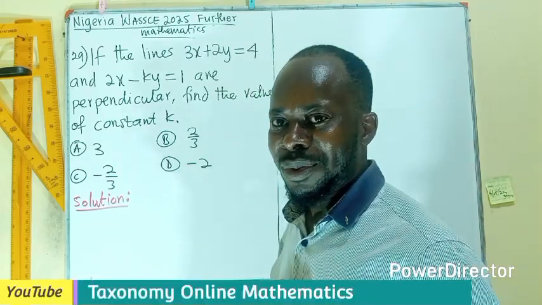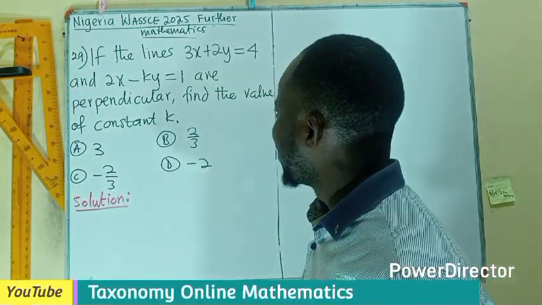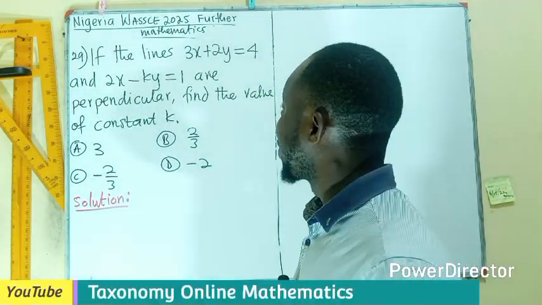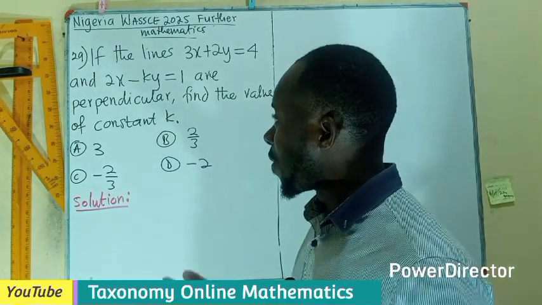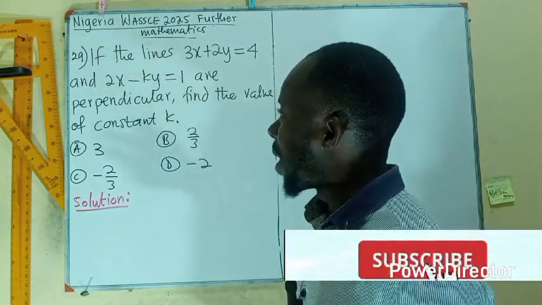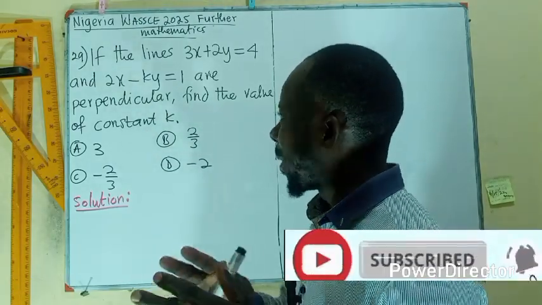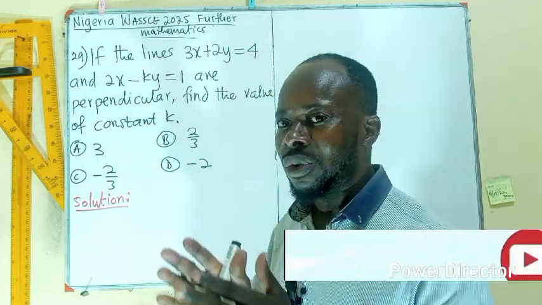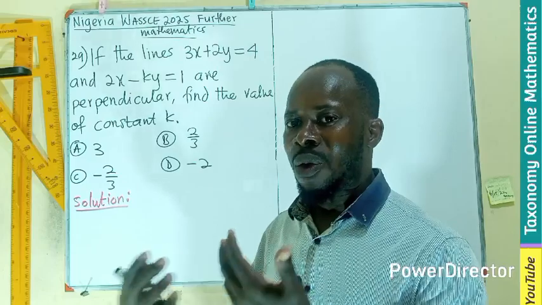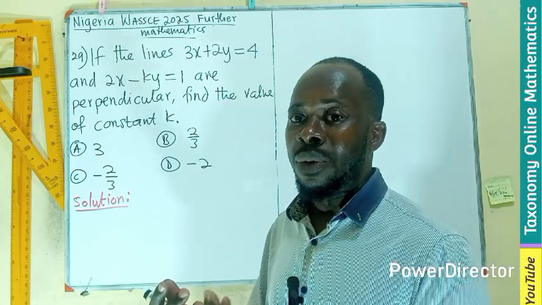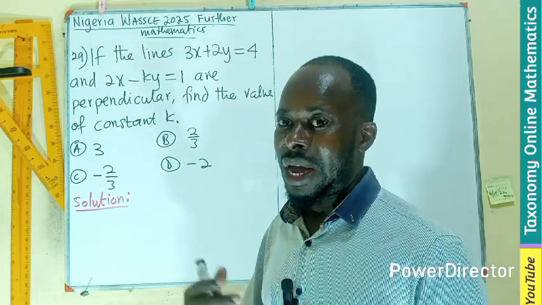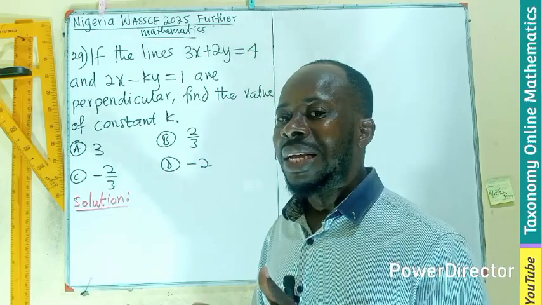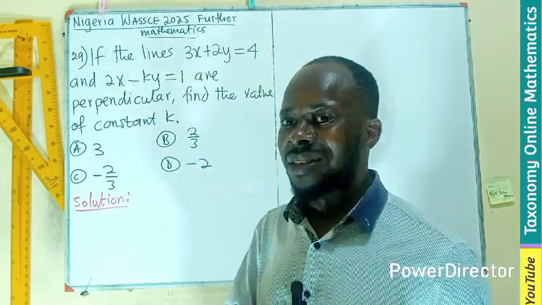Now we are on question 29. If the lines 3x + 2y = 4 and 2x - ky = 1 are perpendicular, we have to find the value of the constant. What we need to know is the connection between the perpendicular of two lines. If two lines are perpendicular, it means the product of their gradients gives us what?